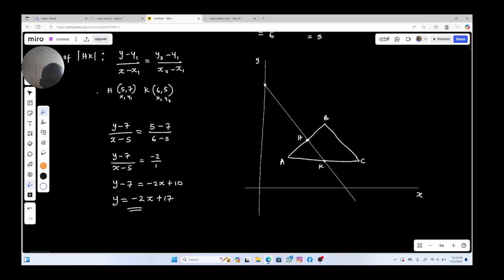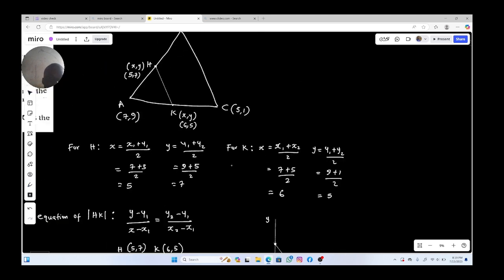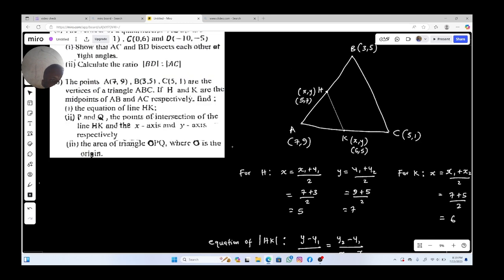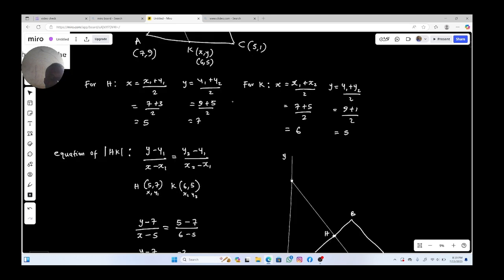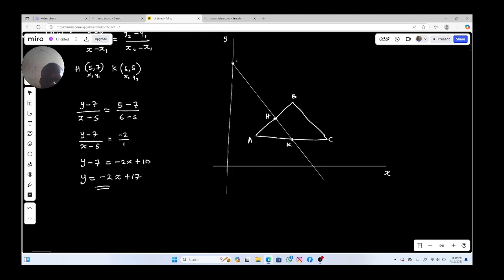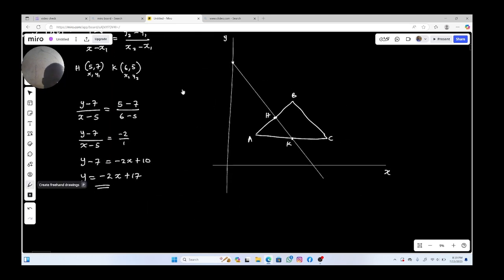And that point is, what did they call that point? They call the point, x-axis is P, y-axis is Q. So the x-axis is P, so this point is P. And the point here where the HK line touches the x-axis, this is Q, and this one is P. So we have to find the values of these two points.